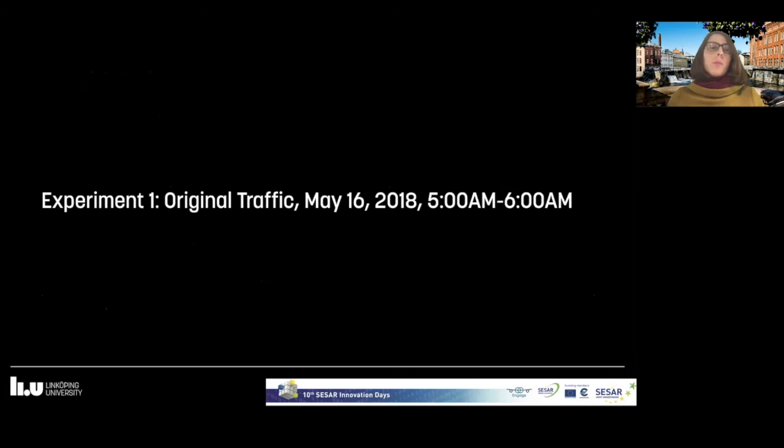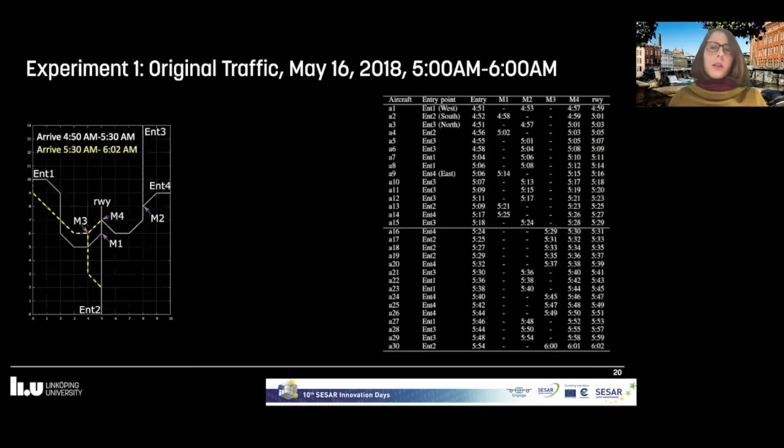In the first experiment, we just use this original traffic. So at the left, you can see the resulting trees. The white is for the first half hour, and the yellow are the changes to those routes from entry point 1 and 2 to that tree. And on the right-hand side, you can see for all aircraft the timing when it goes over the entry points, at the different merge points, and at the runway. So we can schedule all of that.